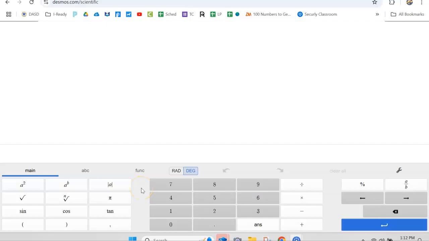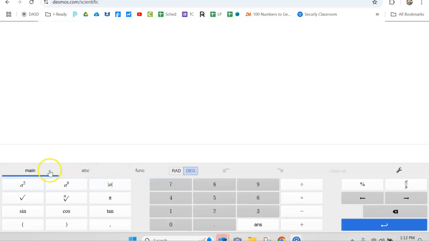So this is going to be a quick tutorial on the calculator that is available for the online PSSAs. This calculator has a lot of useful functions. There's also going to be several functions that are not going to be applicable to 7th grade. So we're going to go over all the functions available to you.